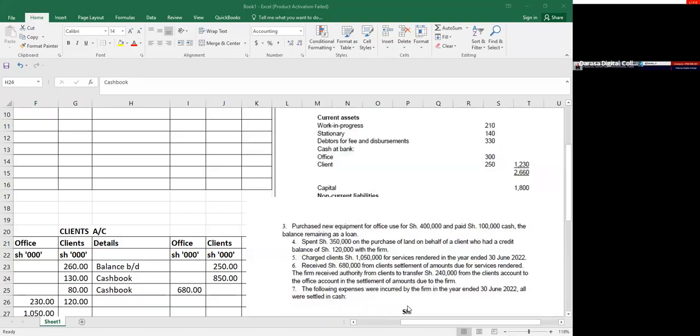So that is exactly what we are going to do with the funds transfer. We debit our cash book account, office, that is 240. And we credit our cash book account, client's column, with the same amount, which was 240. So basically, that is what you're going to do right now.